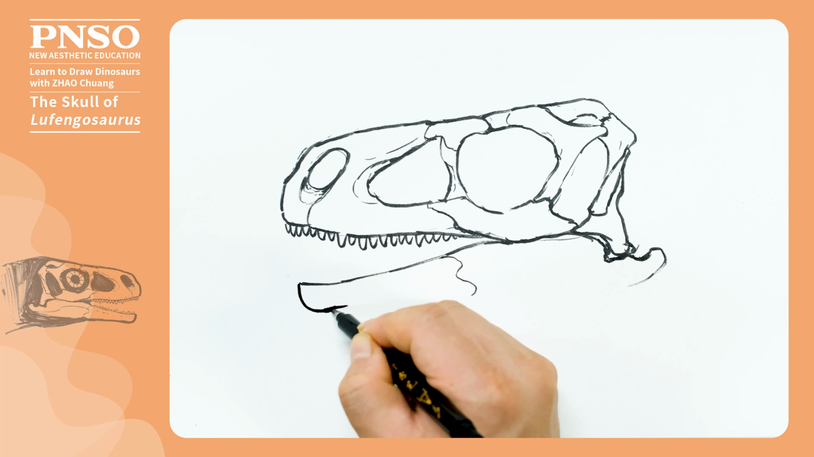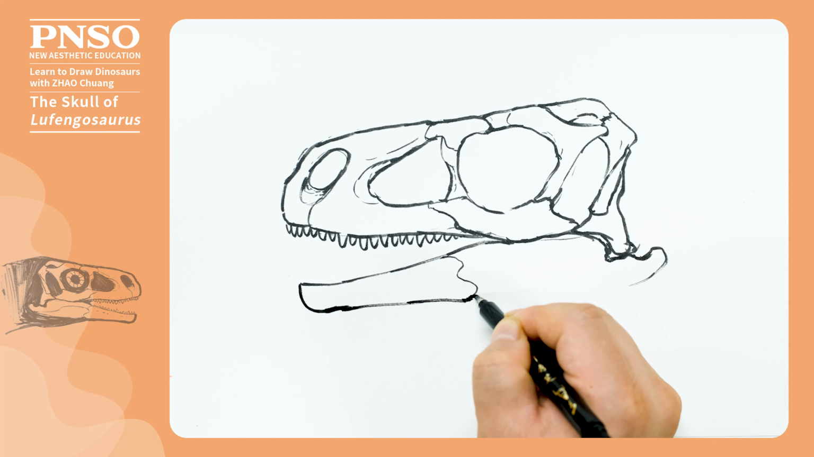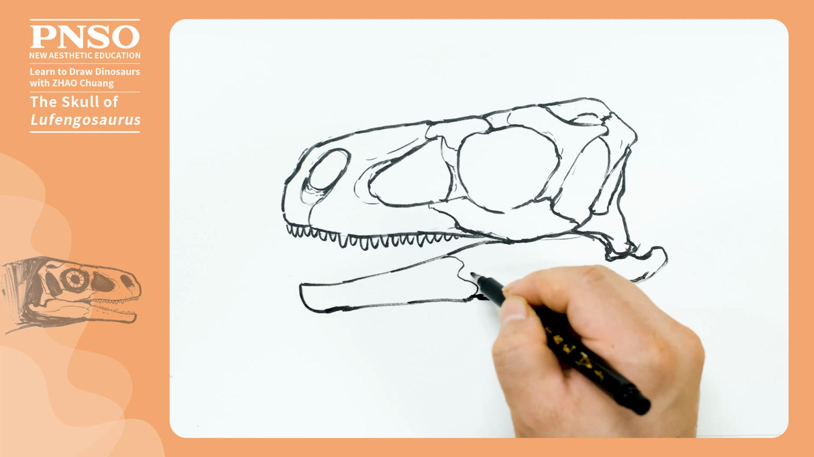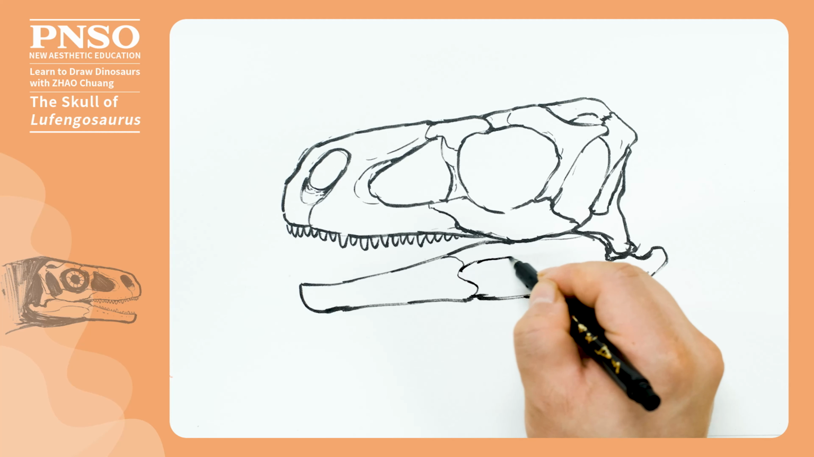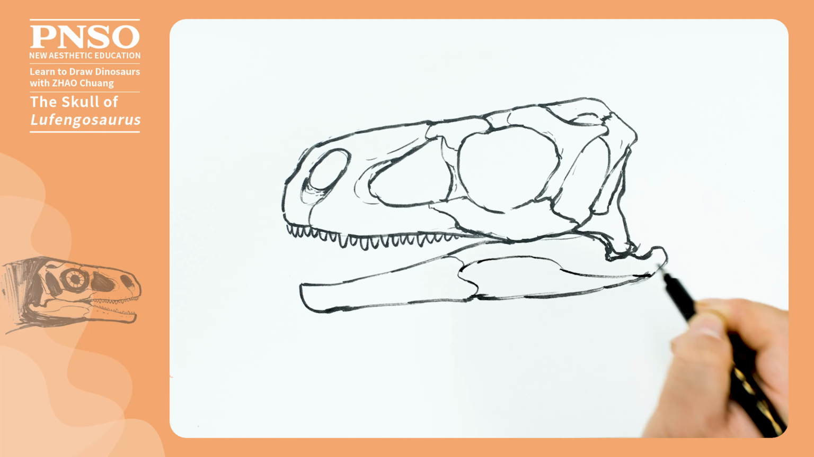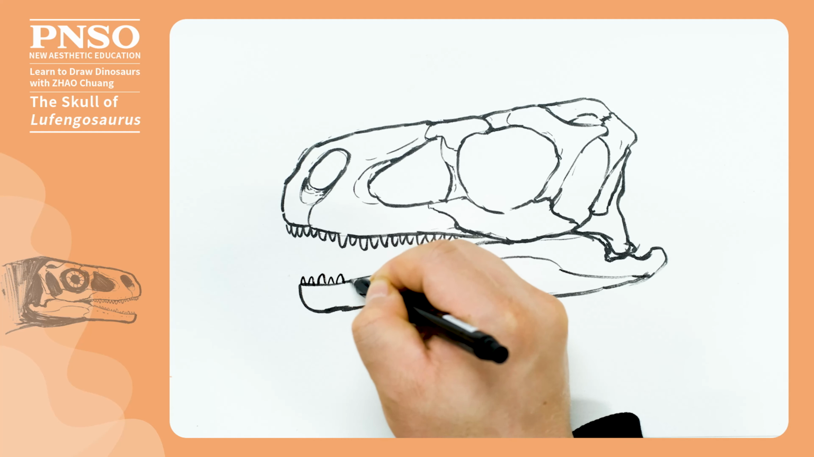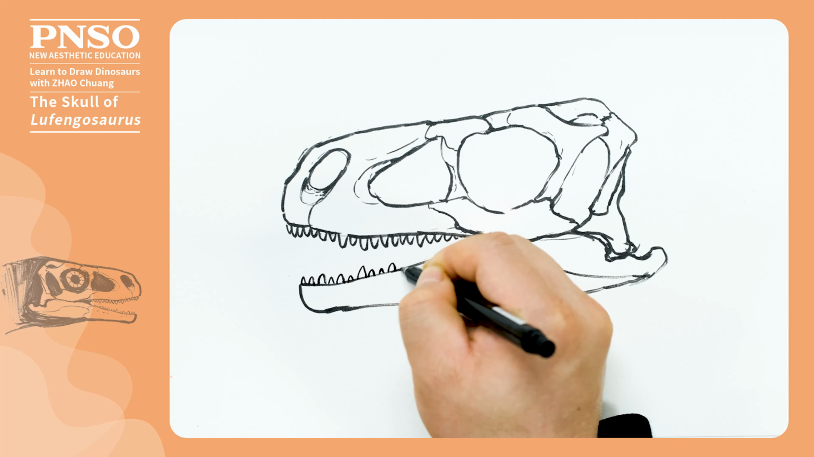The bone in the front is the dentary. A boundary divides the rear part into upper and lower parts. The upper bone is the surangular, and the lower is the angular. All teeth are on the dentary.